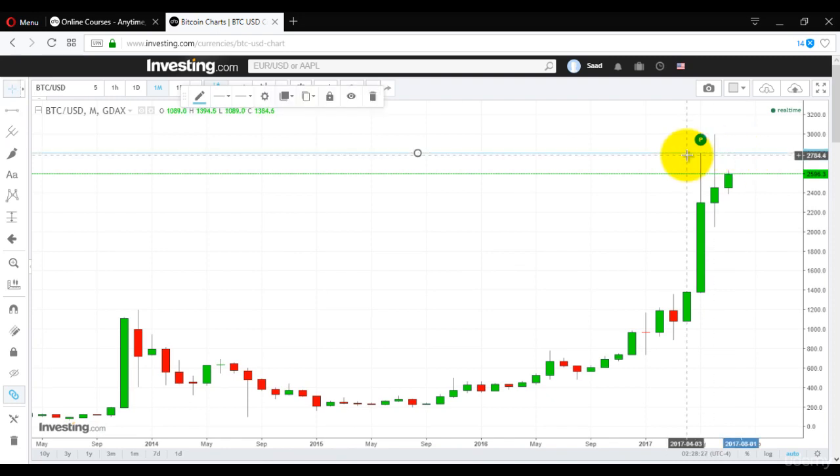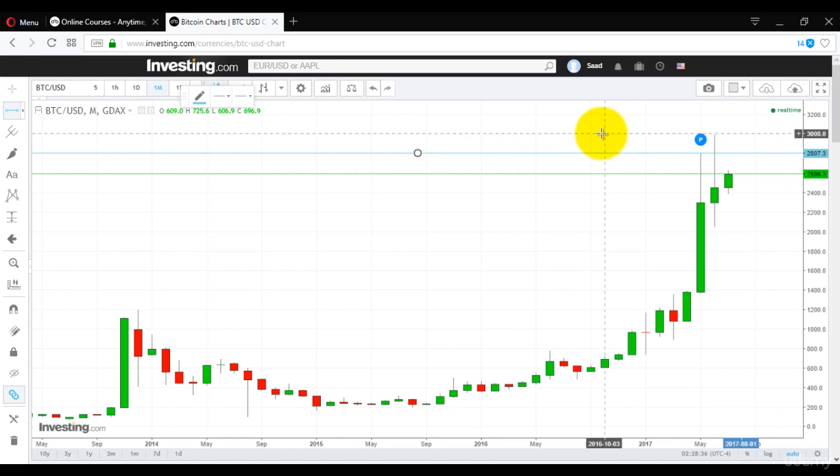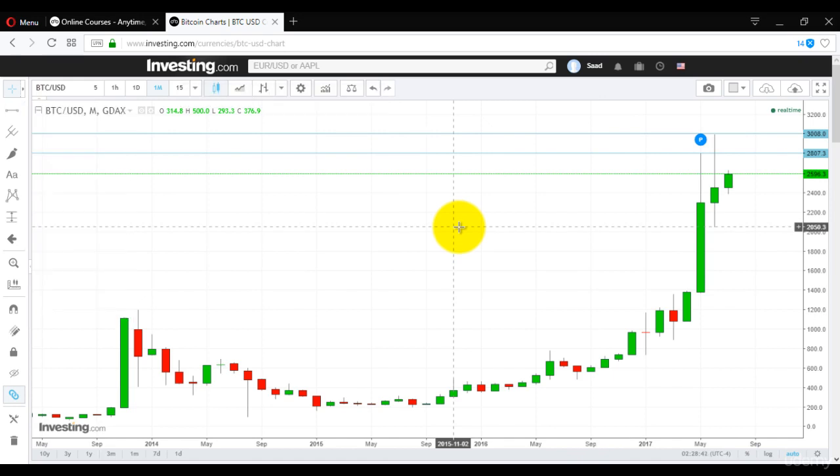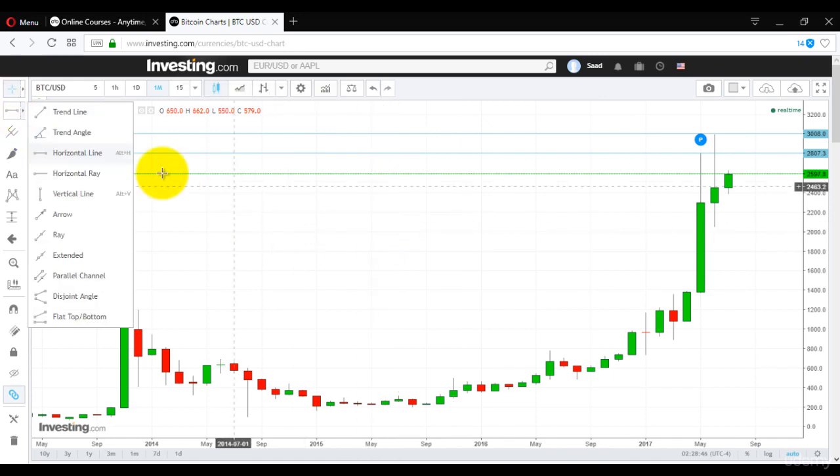Now why did we make the line right here? So that on all highs is the line. The lines on highs represent future resistance, and the lines on lows represent future support.